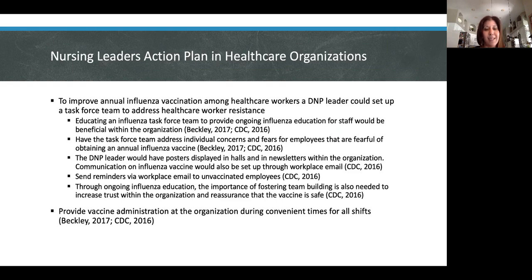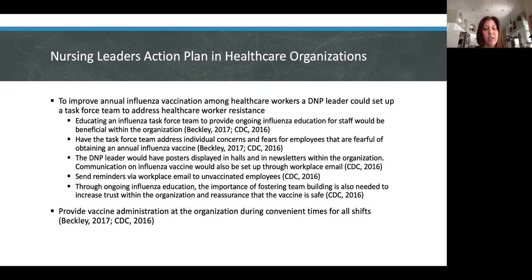So once that team is educated, having that task force be disseminated throughout the organization to start to vaccinate and educate healthcare workers to hopefully improve vaccination rates. And so we can speak with them one-on-one, addressing their concerns, that task force team. So it's not just one or two leaders, but it's actually their peers educating each other too.